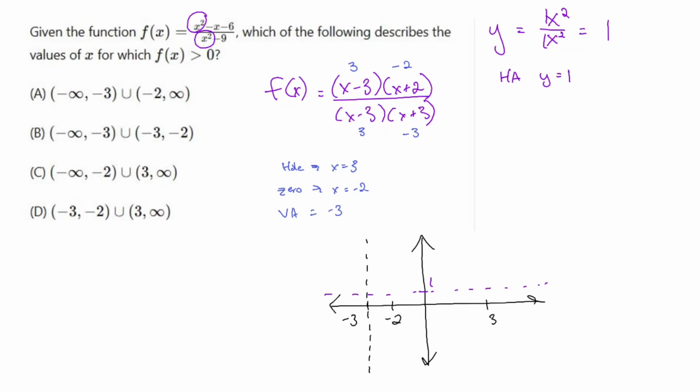Now the other thing that I didn't find out is my y-intercept. My y-intercept happens when you have the constant number in the numerator divided by the constant number in the denominator. That's going to happen at negative 6 over negative 9, which is going to be 2/3.